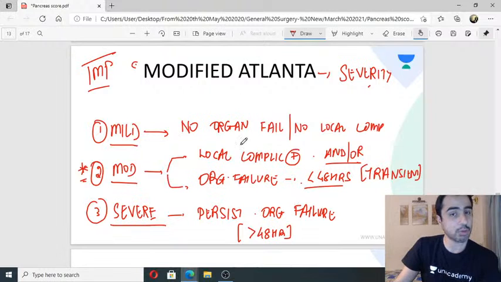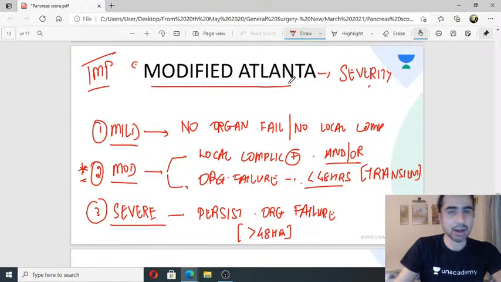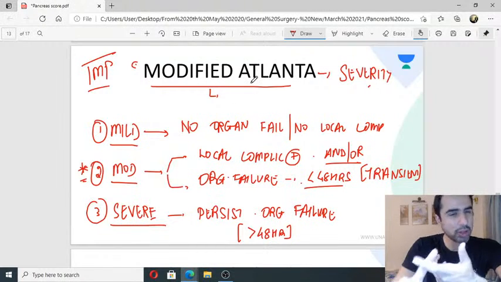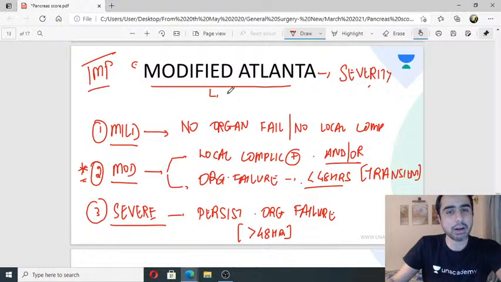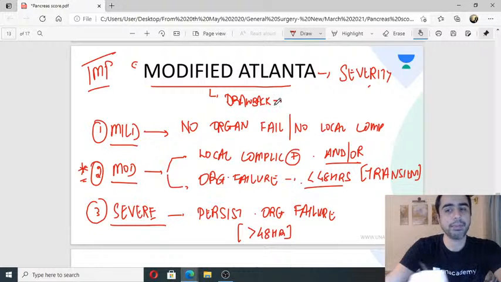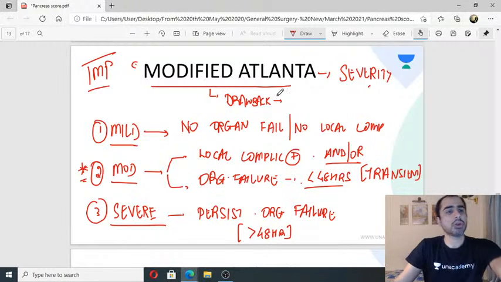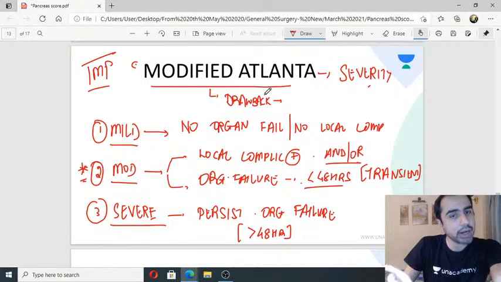This is the classification you absolutely must know. Mild, moderate, severe, modified Atlanta. What is the main drawback of this classification? In fact, not just modified Atlanta, even Ranson, both have one drawback. What is the main problem of the modified Atlanta classification that bothers the treating physician or the surgeon? Any idea? The main drawback is in labelling someone.